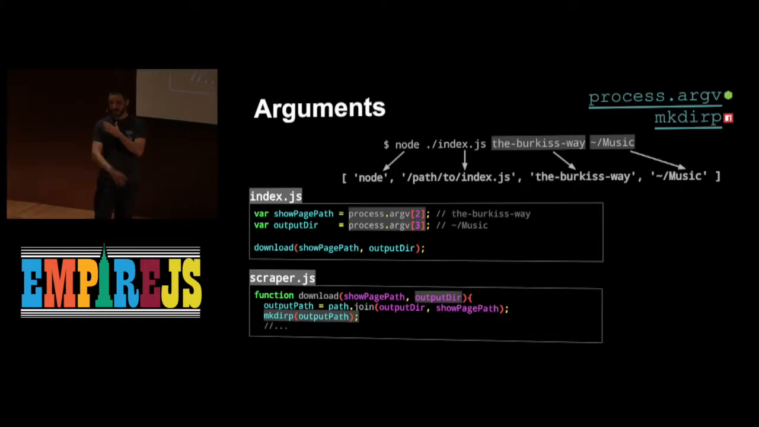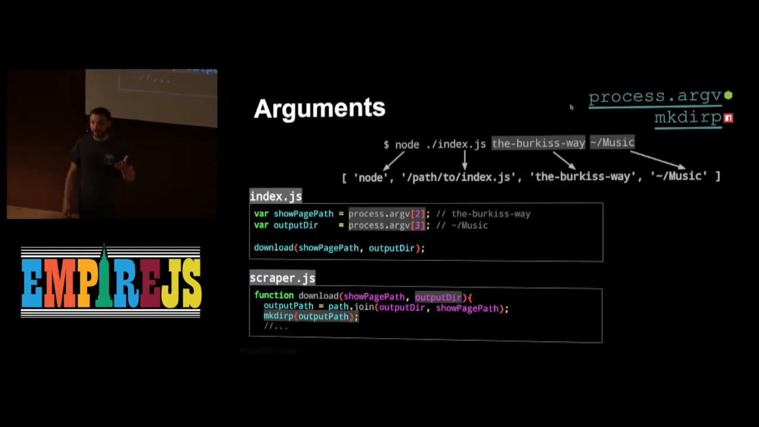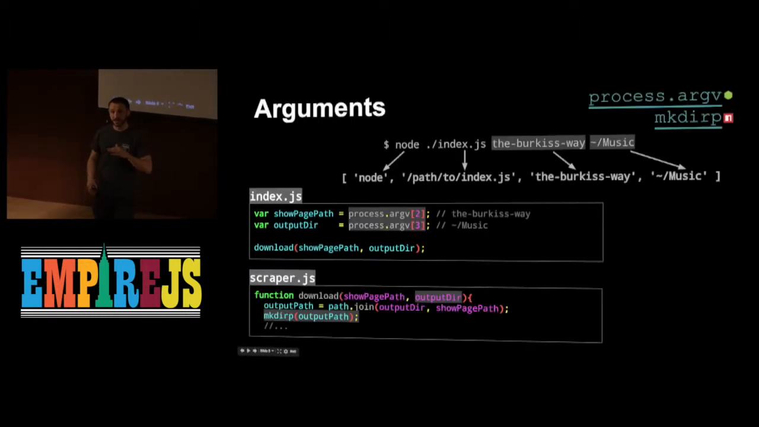Now we can call ./index.js. The shell will read that file. It'll say, there's a hashbang comment, so use this to interpret it. And it takes the name of the file, and it takes all the arguments, and it passes that to the node process.